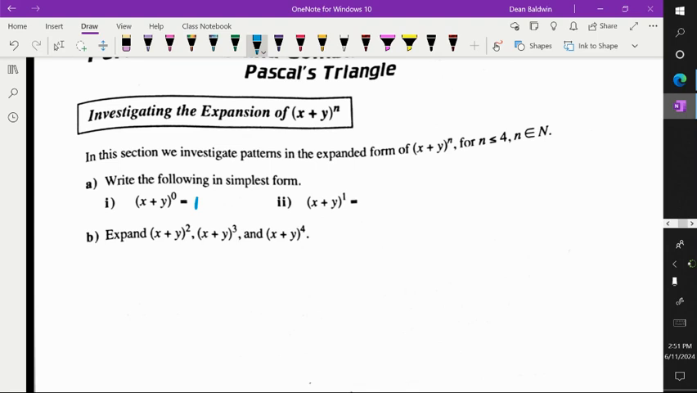X plus y to the 0, anything to the 0 power is 1. X plus y to the first power is?